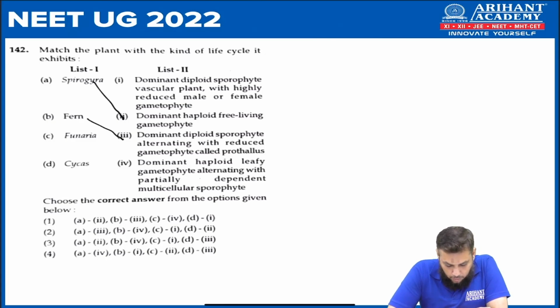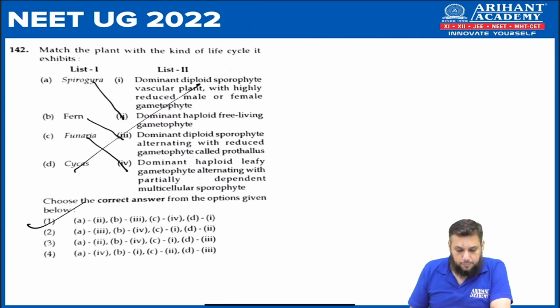3. Funaria, the bryophyte. It has a dominant haploid leafy gametophyte where the sporophyte is partially dependent. So C is 4 and D is 1. So the answer will be 1.